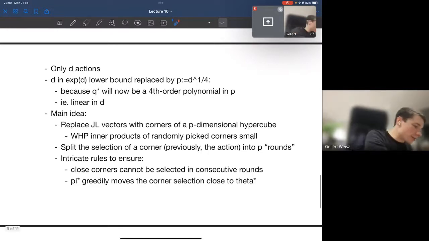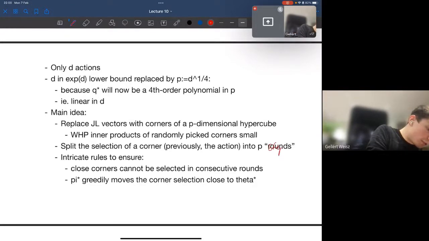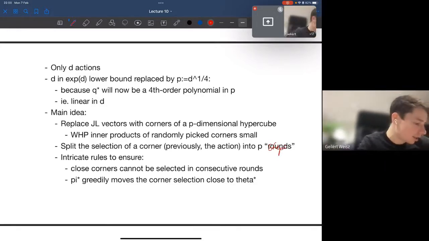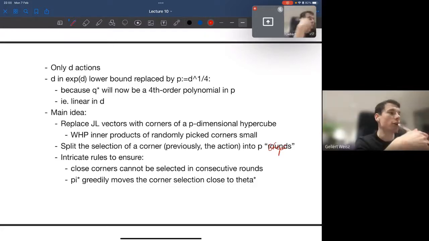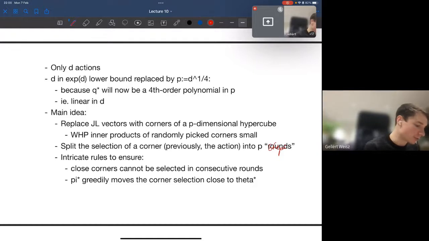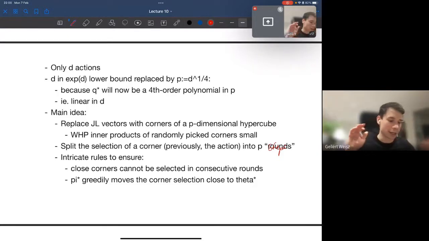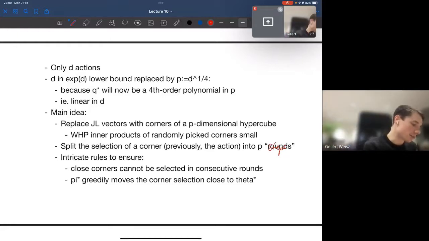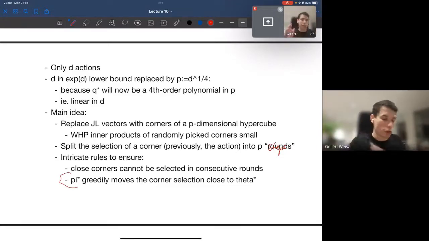So p steps is one round when you choose one corner. Instead of one big step, you now have p small steps that choose a corner, and then you have some rules. We're not going to go into the details, but the rules say that close corners cannot be selected in consecutive rounds. This corresponds to not being able to choose the same action twice in a row. And we have to make this whole thing such that the pi star optimal policy will be a simple policy that greedily moves towards the corner that corresponds to theta star or a star.